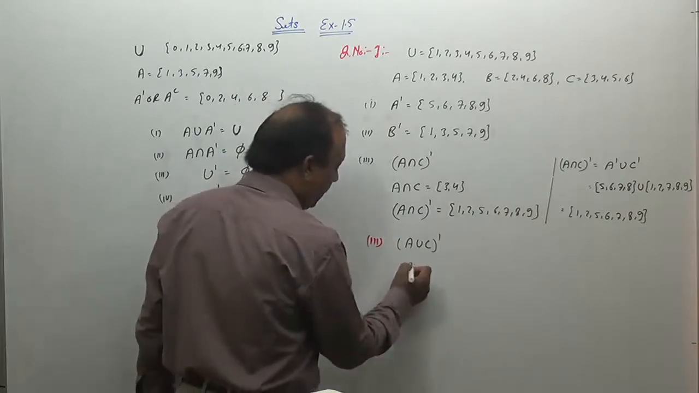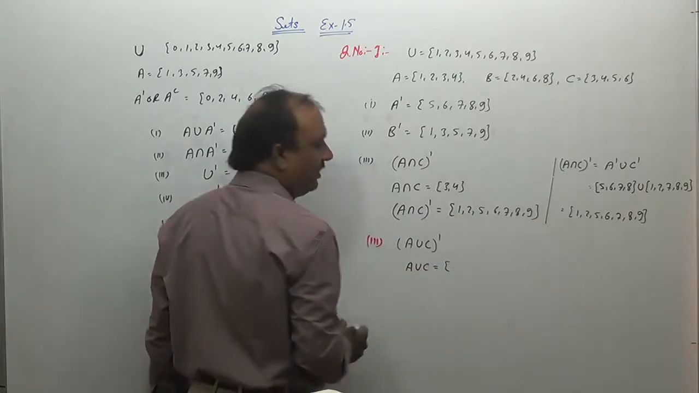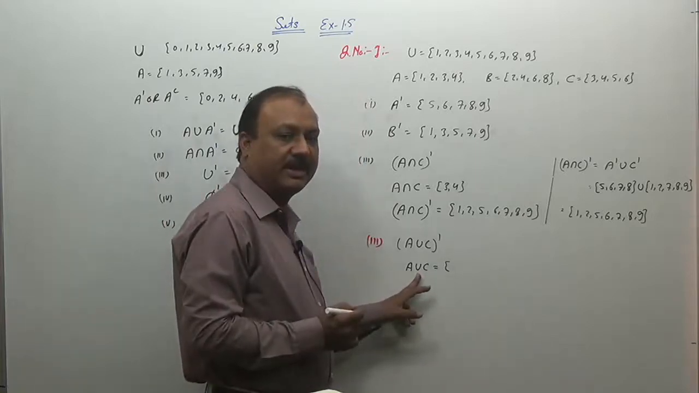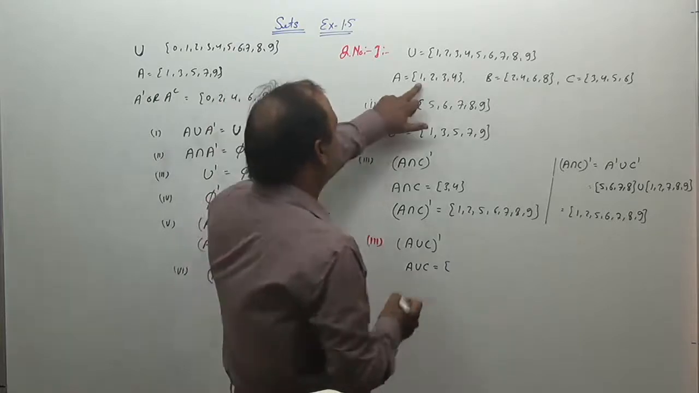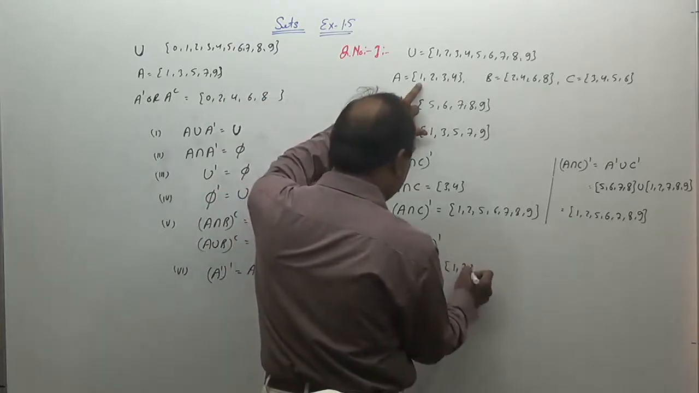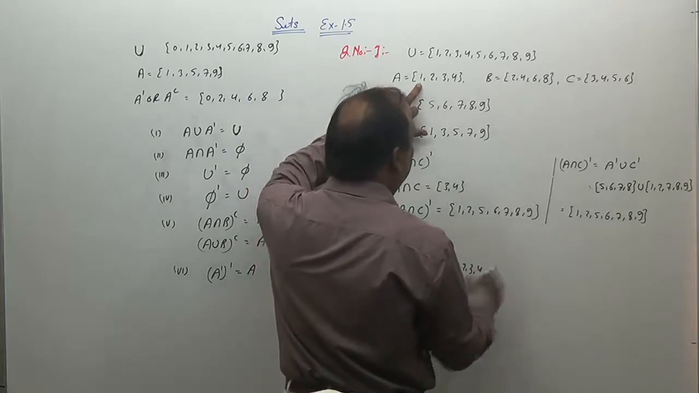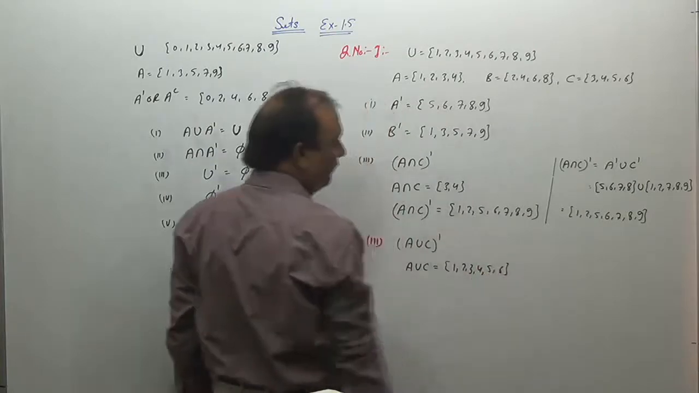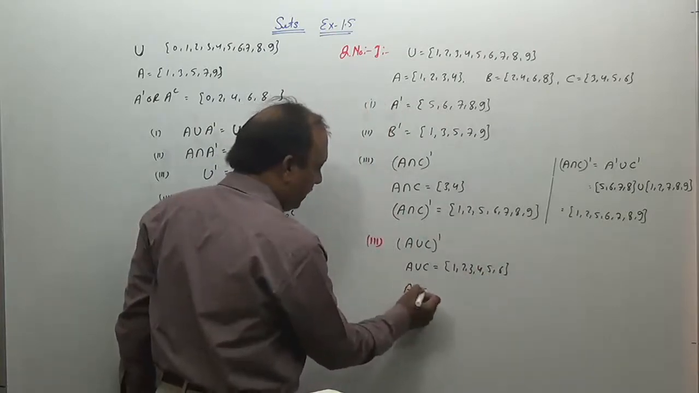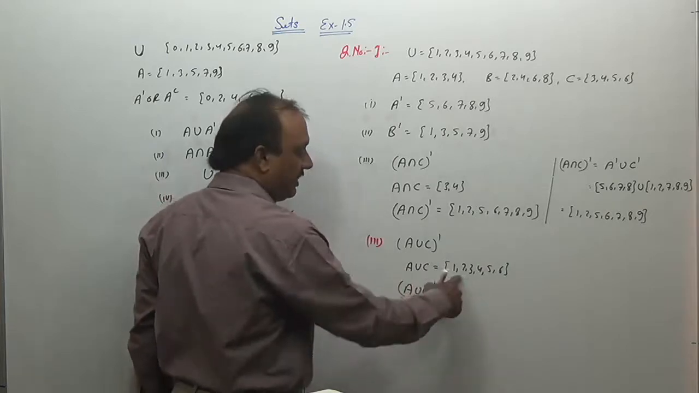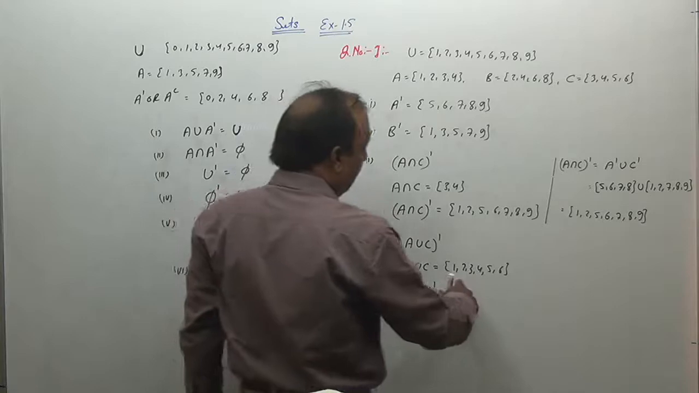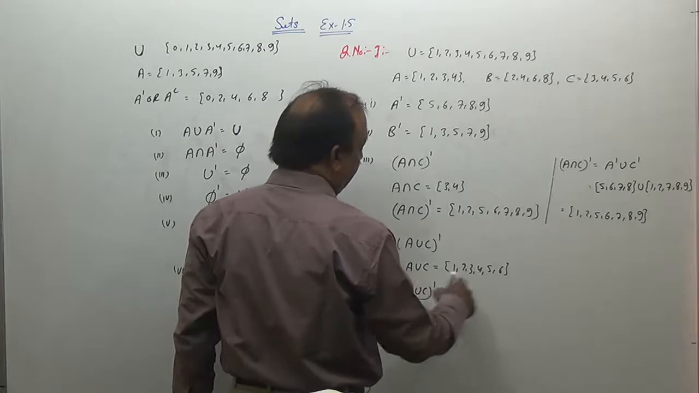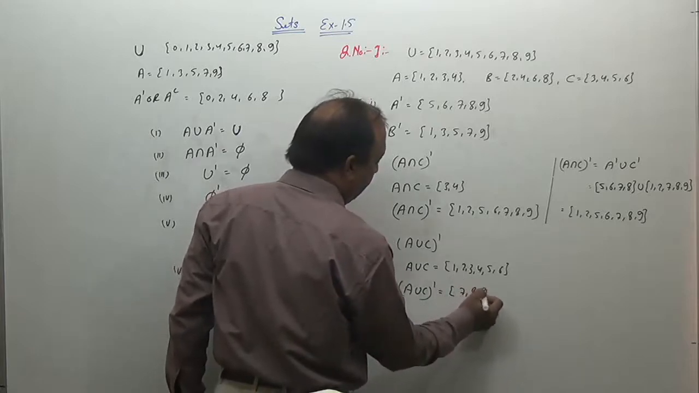First is A union C. A union C is the set which contains all elements of set A as well as all elements of set C: 1, 2, 3, 4, and also the elements of set C, 3, 4, already taken, and 5 and 6. Now find the complement of A union C. All the elements of the universal set except these are 7, 8 and 9.